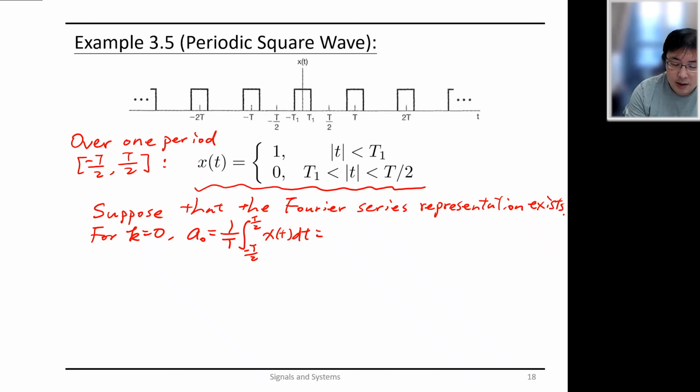Now x of t is equal to 1 from minus T1 to T1. So this becomes 1 over T, the integral from minus T1 to T1 of dt, which is 2T1 over capital T. So the constant term is essentially the average of the signal over one period.